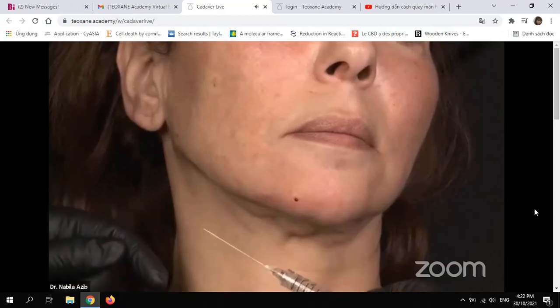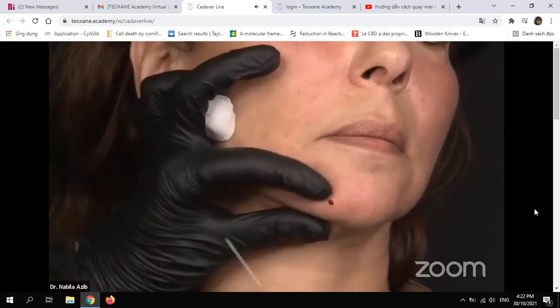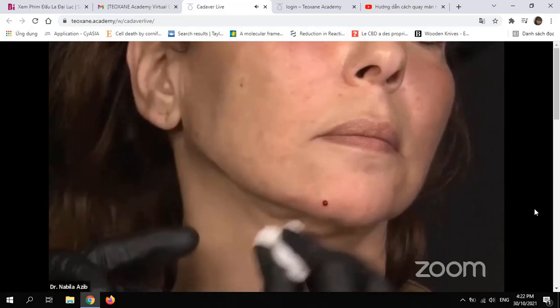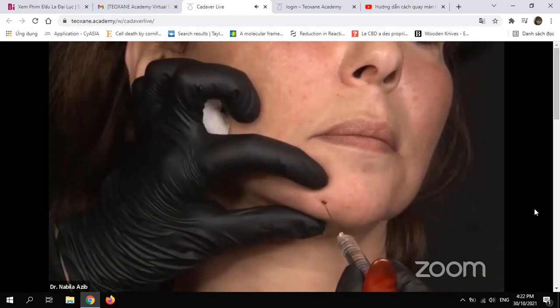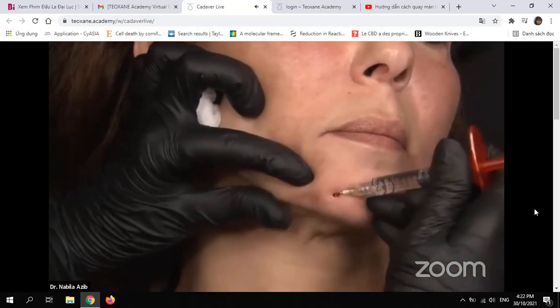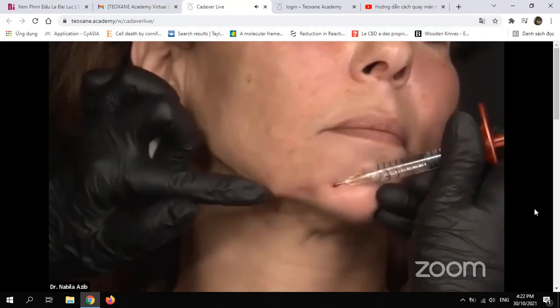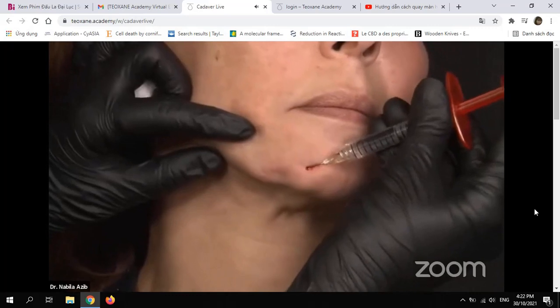But look at this nice result with HA. Very nice result, really. I was pinching the skin between my two fingers in order to place the product between both. And I will show you again, because I was saying that I went just under the skin insertion of the mandibular ligament and placed the bolus of HA there.